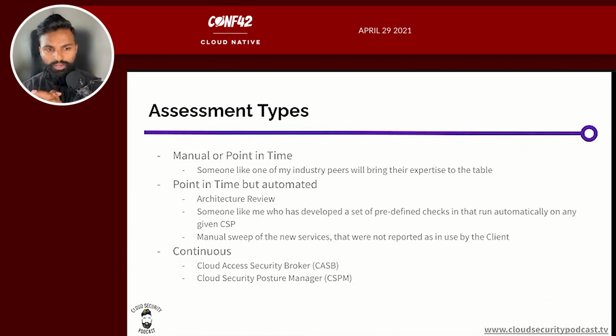One is a point in time. Big bracket point in time would be an auditor comes in, goes through a checklist with you for one of the compliance standards that we mentioned earlier, whether it's ISO 27001 or NIST standard or SOC 2 type 2 as well. Another type for point in time is someone like me or another person who would have been part of my team who uses automation.